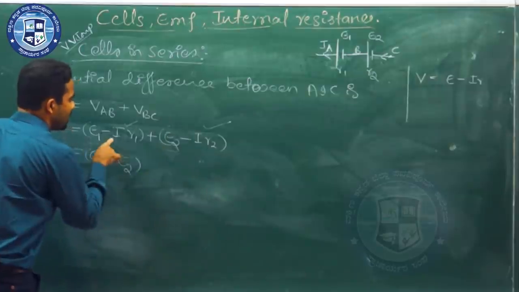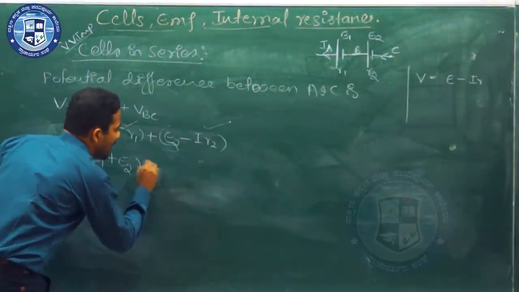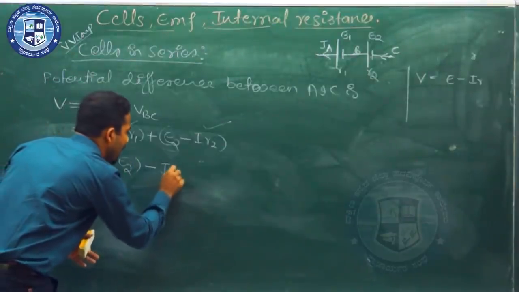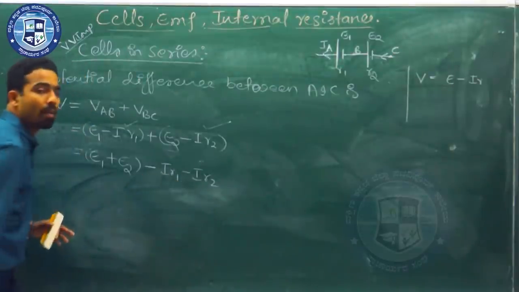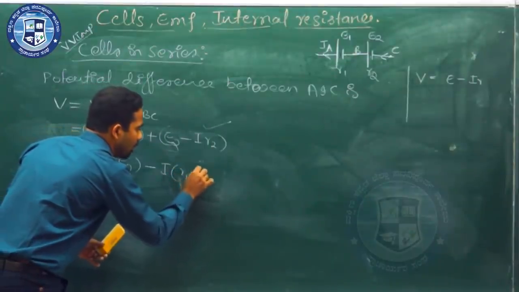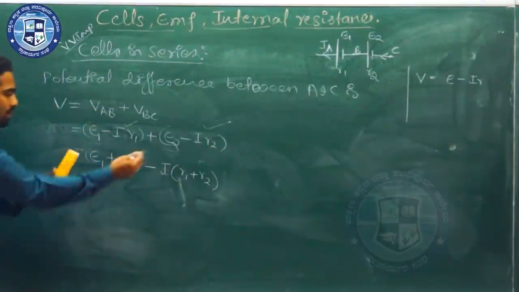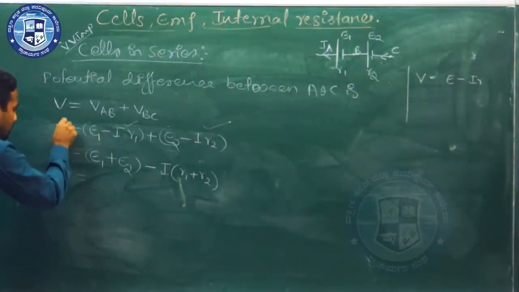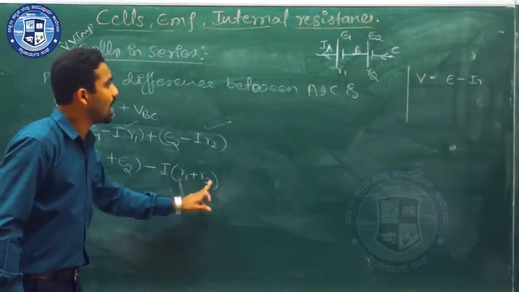So in both of the cases, we have minus I as a common. Let's take it outside so that we can write, see, I'll write step by step. Minus IR1, here it is minus IR2. In both the cases, minus I is common, that is why let's take it outside. Minus sign, R1 plus R2. I have taken the minus sign as a common, outside. So this is V. So here V is equal to E1 plus E2 minus I into R1 plus R2.